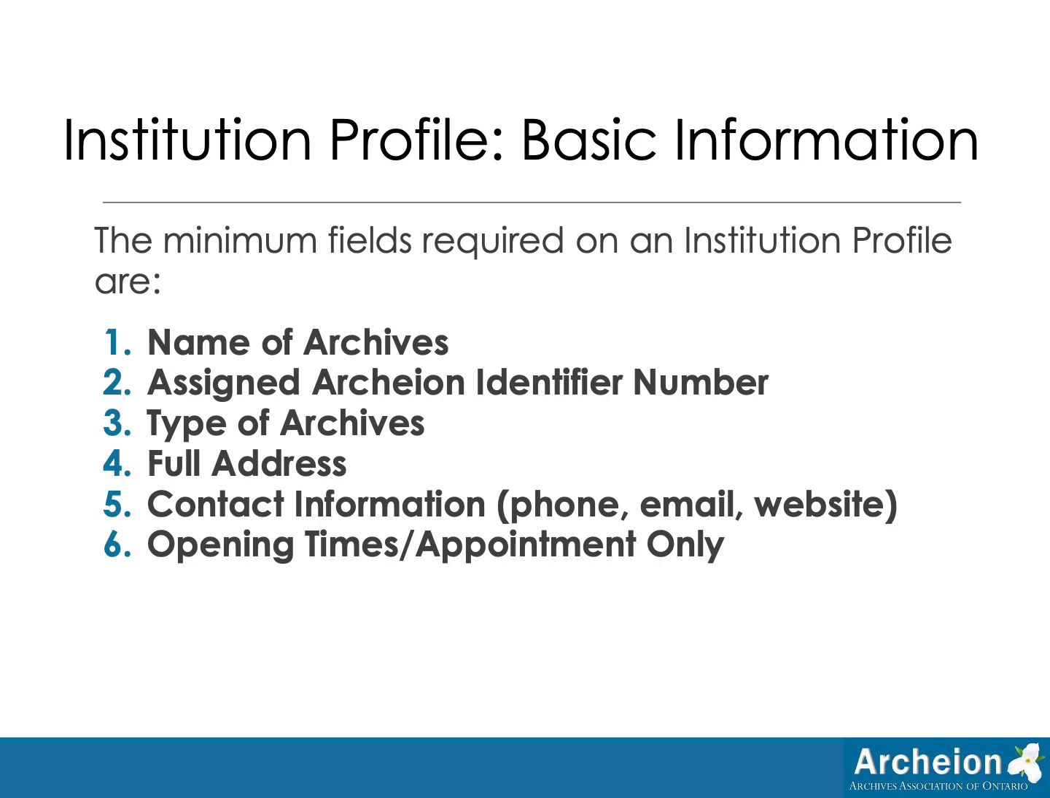These are: 1, the name of your archives. You can also include other forms of name. 2, the Archeion identifier number as assigned by the Archeion coordinator. 3, the type of archives selected from the Archeion repository types taxonomy that will be discussed a bit later. 4, the full address of your institution. 5, all the contact information for your institution, including phone, email, and website. Email and website especially are essential to be added to the profile. And 6, finally, the opening times or if the archives is accessible to the public.